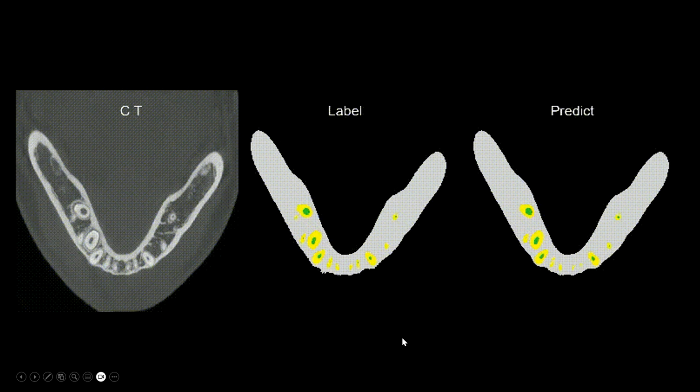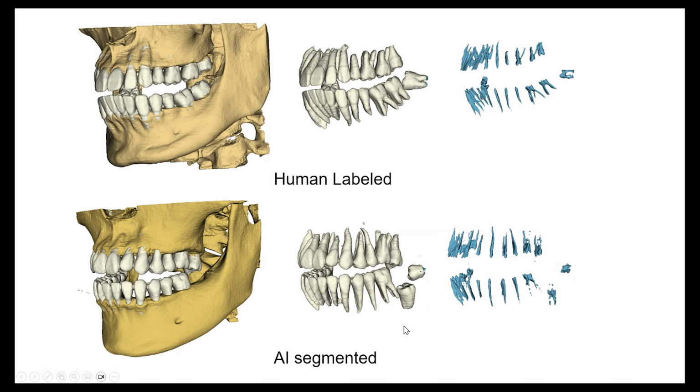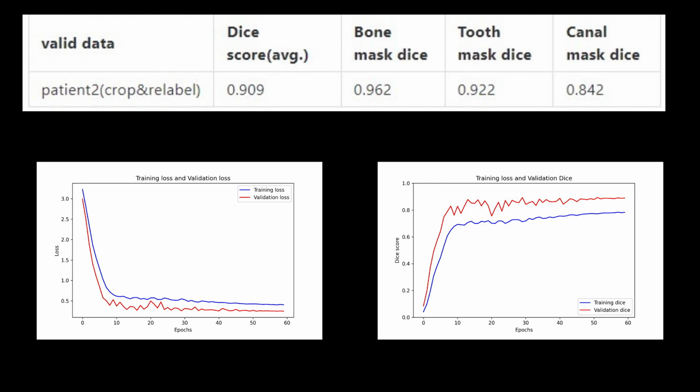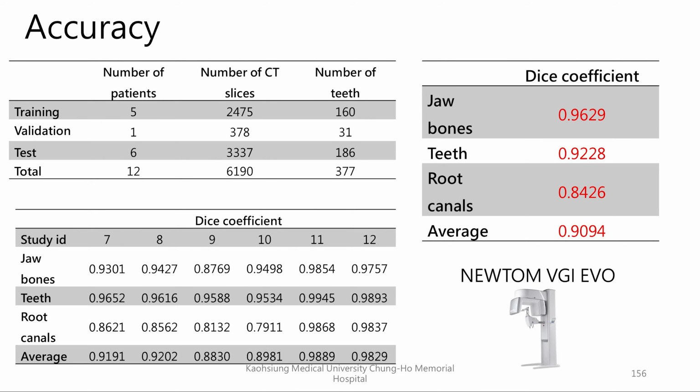We can produce this 3D model in one second. So this is the outcome of the 3D model. As you can see, the tooth is easier to do, but the root canal is not very good here. The root canal is a little bit not very clear. So this is our outcome. The bone accuracy is 96%, the tooth is 92%, and the canal is only 84%. It's more difficult in root canal, so we try to do the root canal segmentation here.